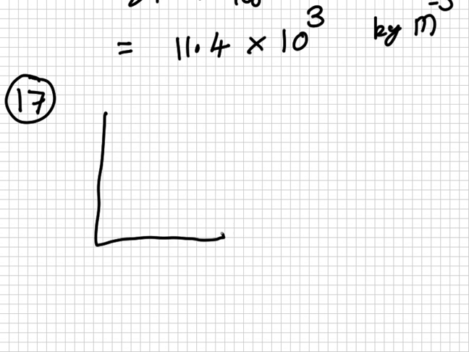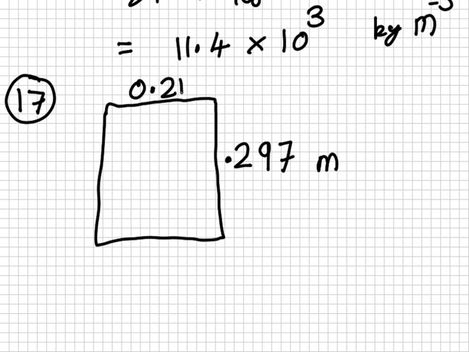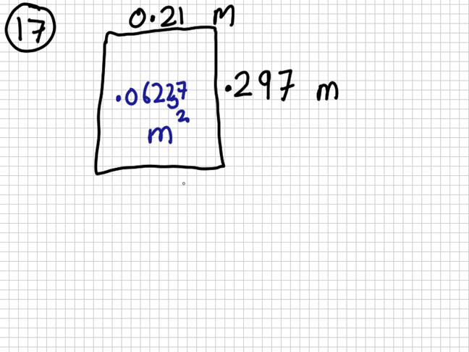And how many sheets are there? Well, let's see. This one here is 29.7, so 0.297 of a meter. And then this one here is 0.21 meters. Can you multiply these and tell me the area, please? 0.06237 meters squared.